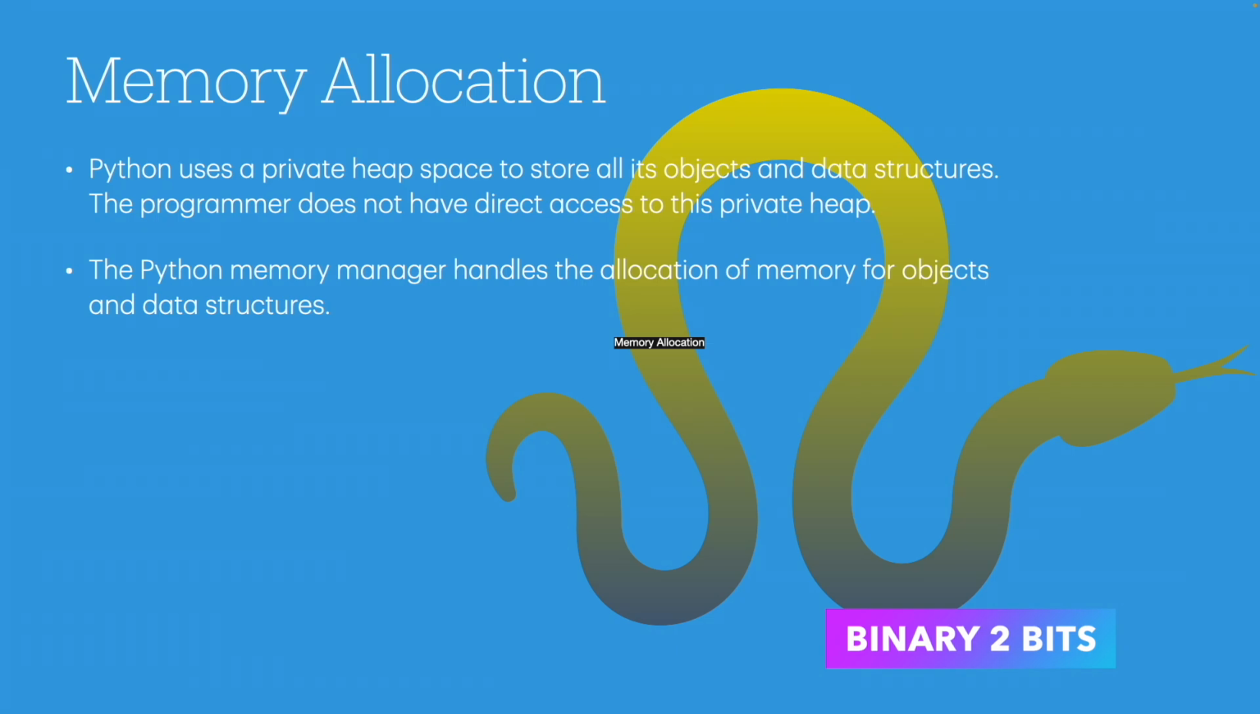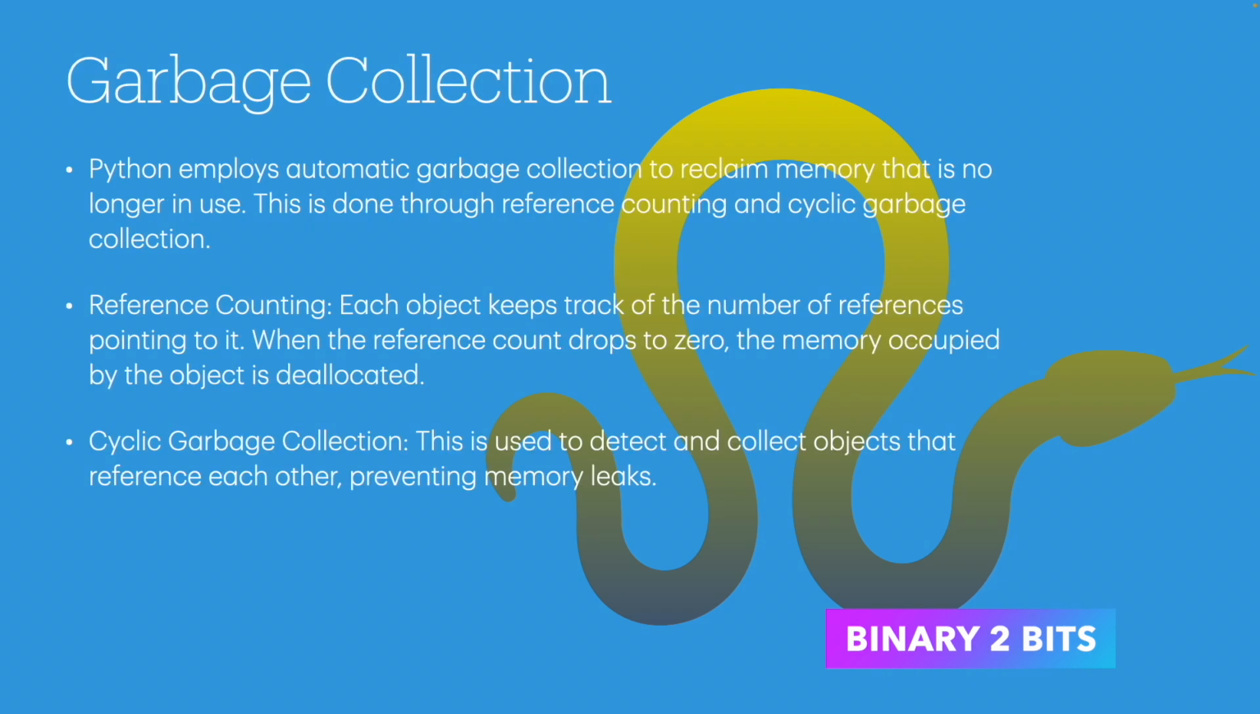Python uses private heap space to store all the objects and data structures, but programmers cannot access and manipulate that memory. The Python memory manager handles all the allocation of memory for those objects and data structures, so it is handled only by Python. Let's understand what a garbage collector is.